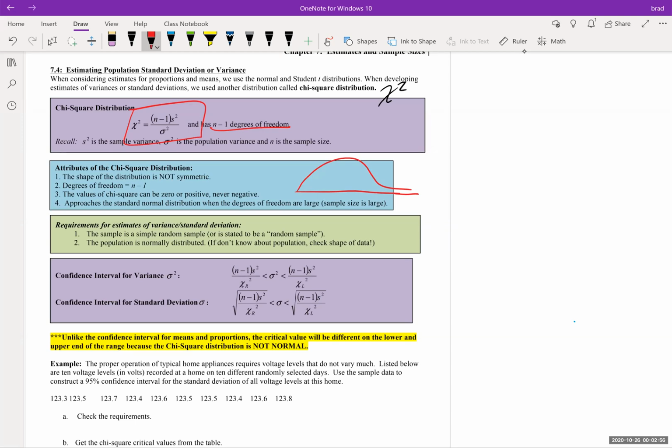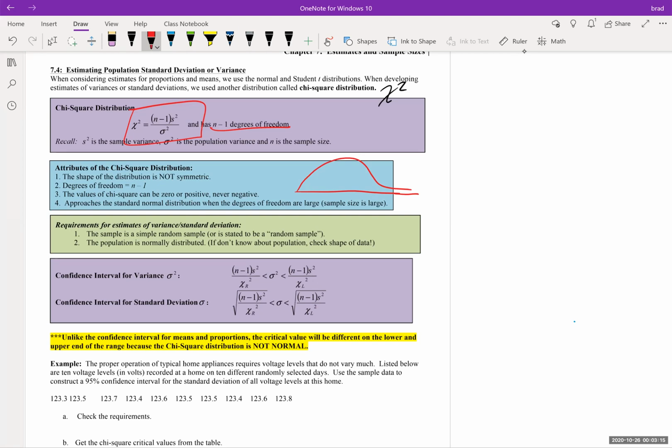The values of chi-squared can be 0 or positive, but they cannot be negative since they're talking about standard deviation, and the distribution approaches the standard normal distribution when degrees of freedom are large. Just like in the t distribution, if you get a very large n, you basically start getting a normal distribution.